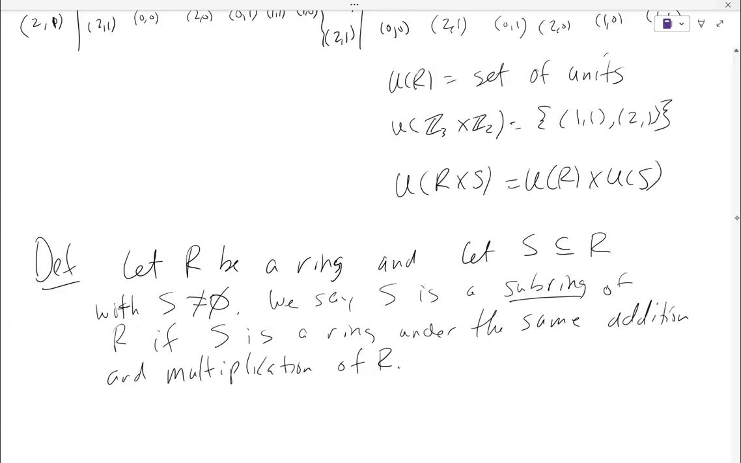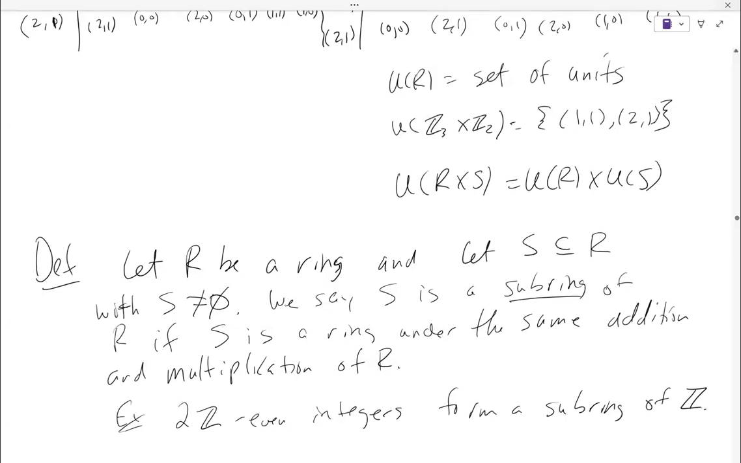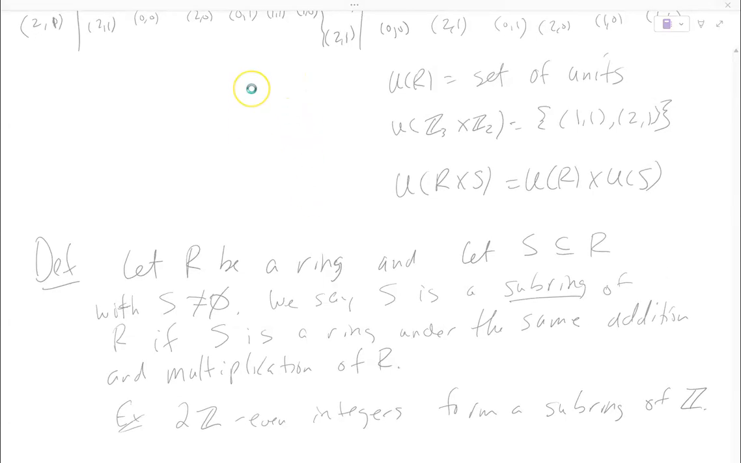So as an example, the 2Z, remember the set of integers we can write as 2 times Z, form a subring. Can you think of another?